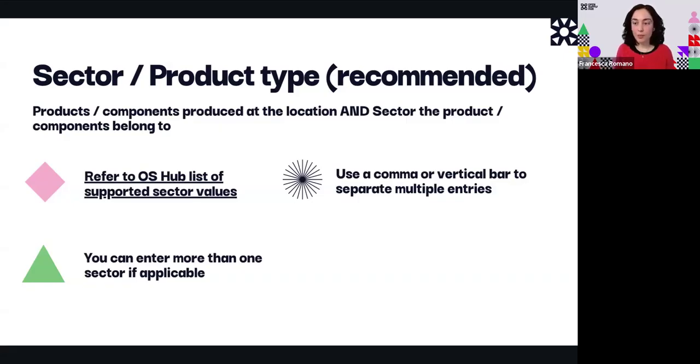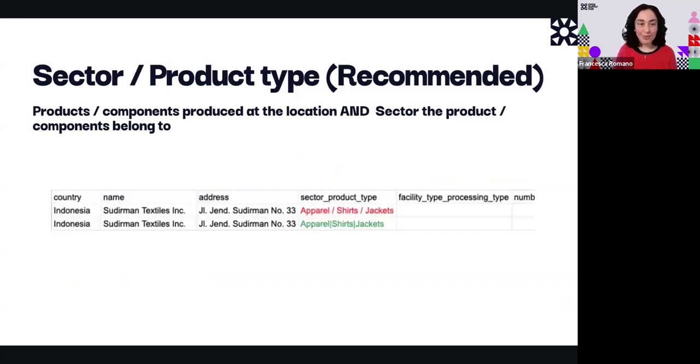For this one, we really recommend entering at least one sector value for each location. If you have more than one sector value, you are welcome to enter them. Just make sure to use a comma or a vertical bar to separate multiple entries. We do not accept other types of separator. Yeah, that's all. And then here is a quick example of what I was talking about.